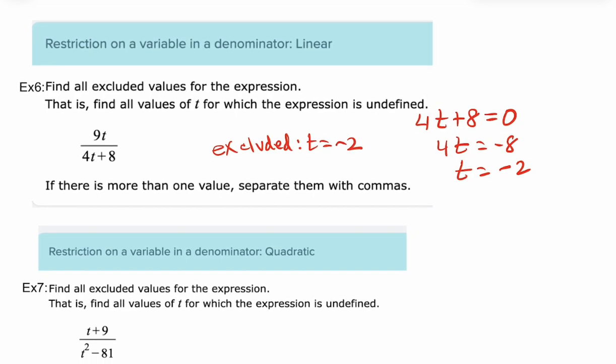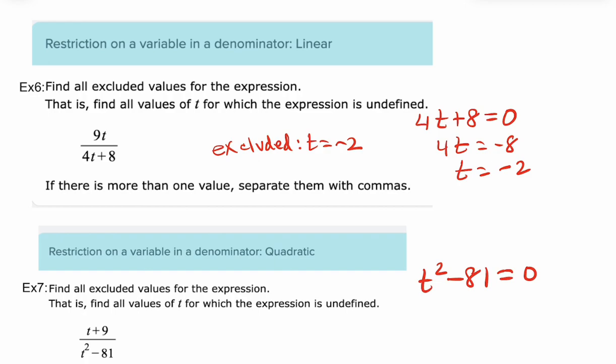Now, what I'm talking about is one like example 7. See how the bottom there is a quadratic. So when it says to find all excluded values for that, we're still going to do the same exact thing. You're going to write down your denominator equals 0, and you're going to find those values. Now, there are multiple ways to do that. Let me show you 2 different ways to solve this.